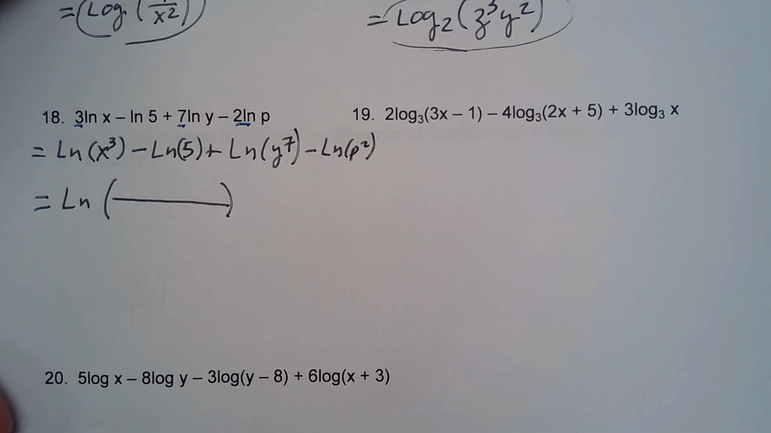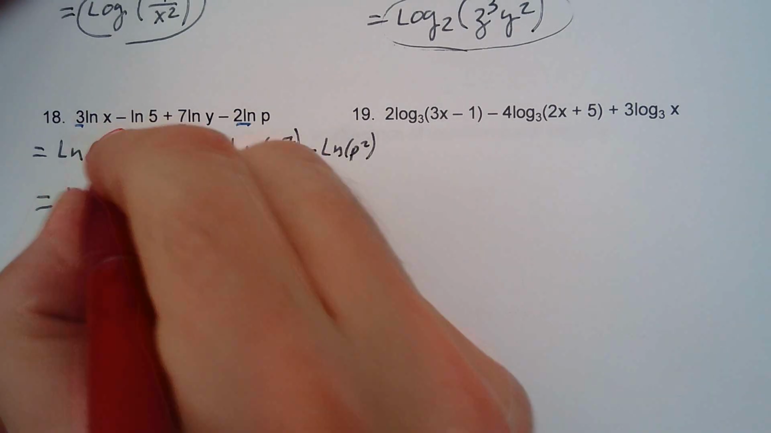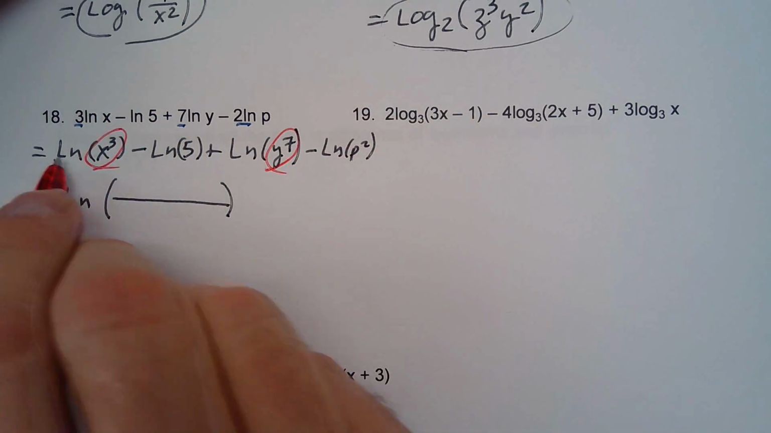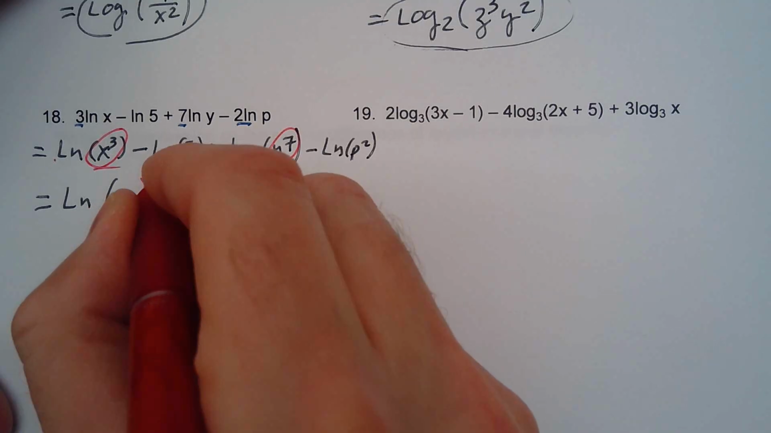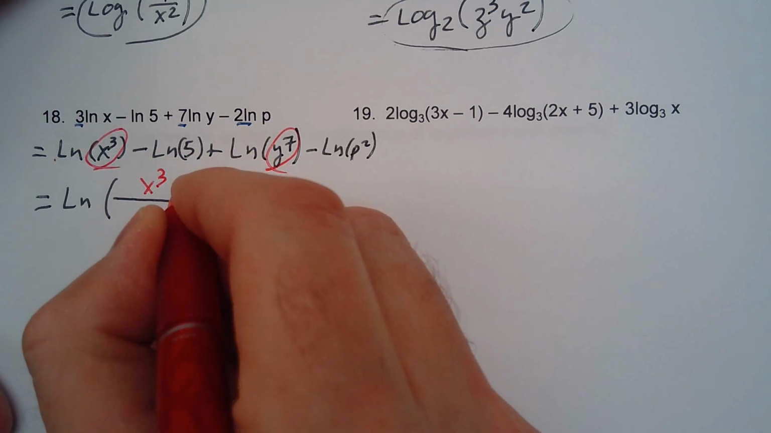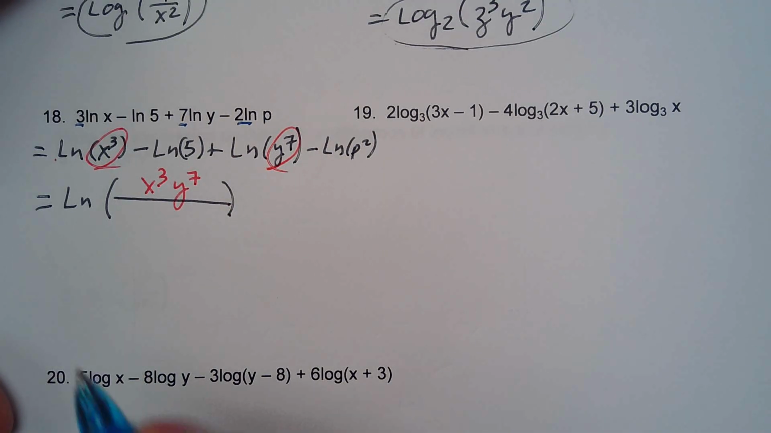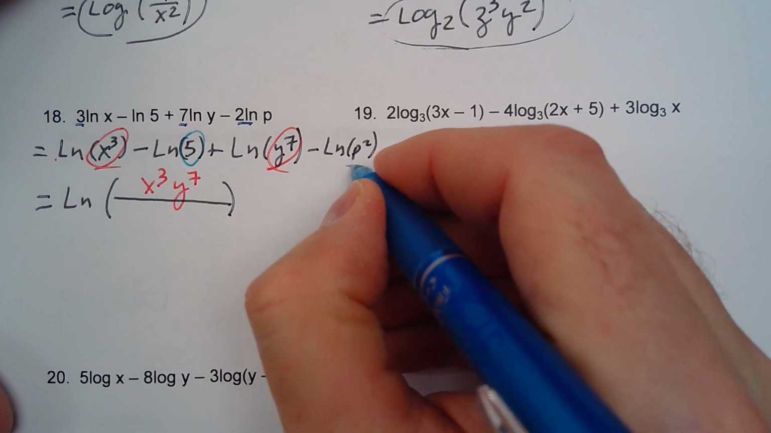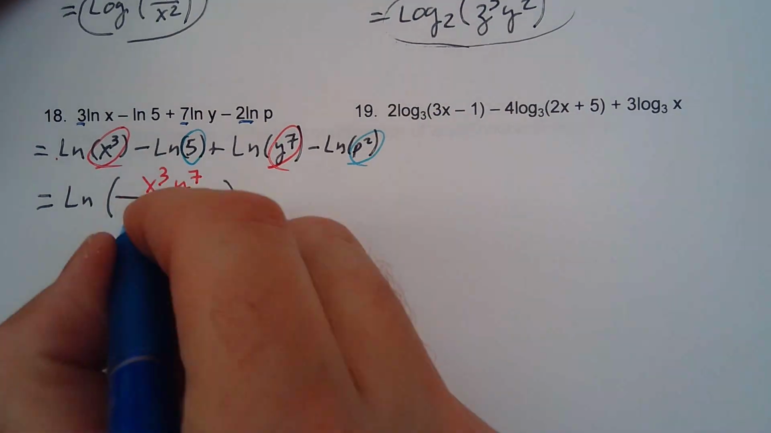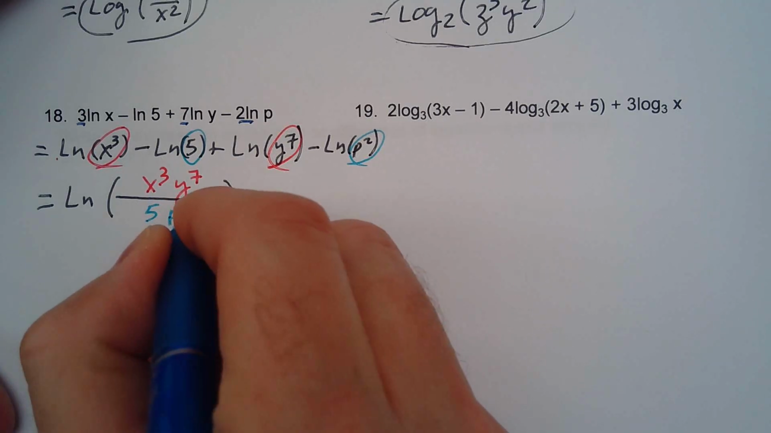So looking at this, the z cubed and y to the 7th, both those logs are positive, so those factors are going to go in the numerator. We have the 5 and p squared. There's a minus in front of those logs, so those have to go in the denominator.